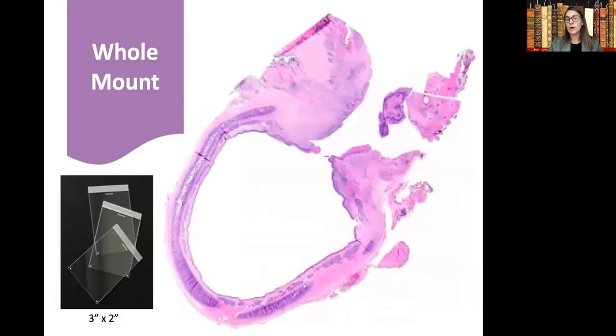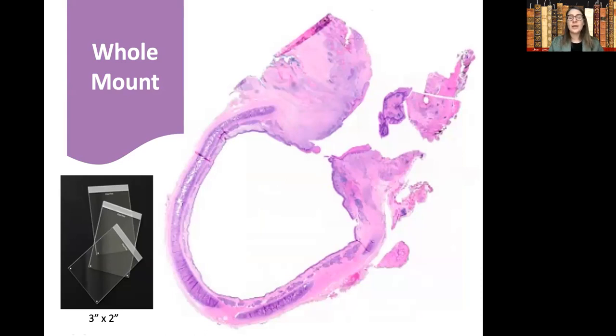Here's an example of one of our whole mount sections showing that C-shaped tracheal ring with the defect where the tumor sort of encroached. The whole mount slides are generally around 3 by 2 inches. And so you can sort of fit these specimens pretty much on a whole mount slide if able.